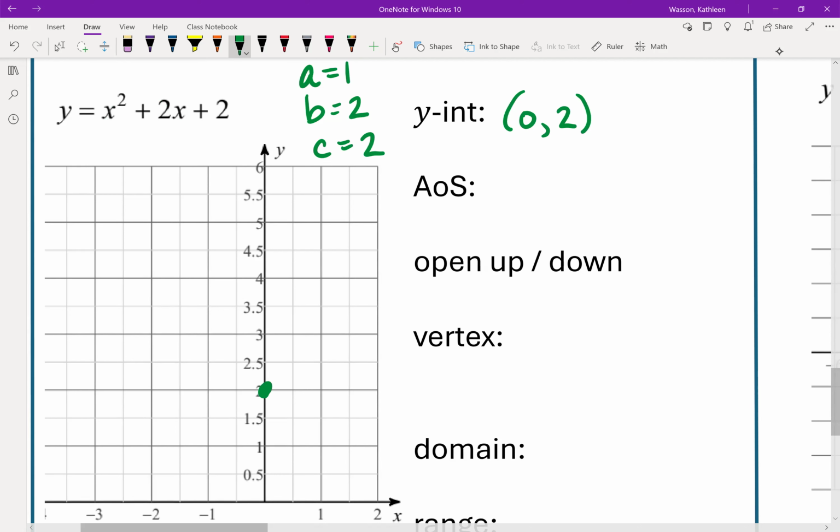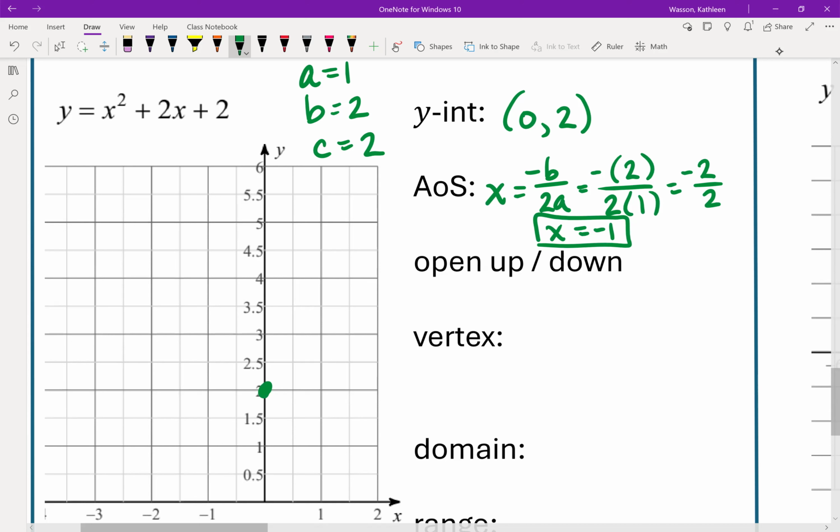My axis of symmetry is found by using the formula x equals negative b divided by 2a. And I'll substitute b, which is 2, and a, which is 1, into this equation. So x will be equal to negative 2 over 2. My axis of symmetry is at x equals negative 1. I have a vertical line that crosses the x-axis, where x is -1. This is my axis of symmetry.